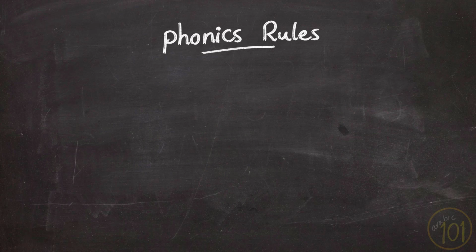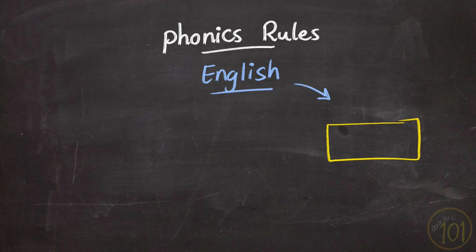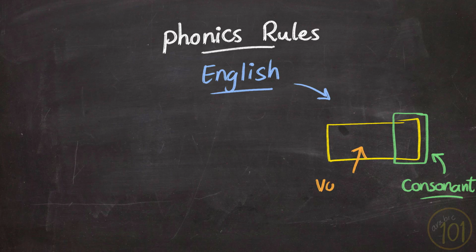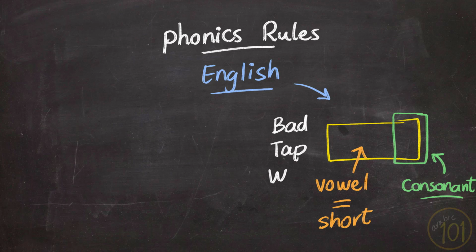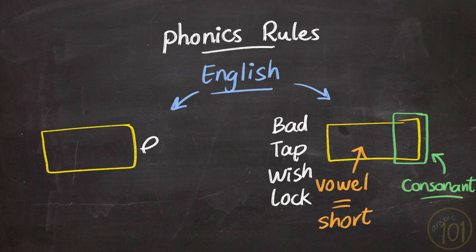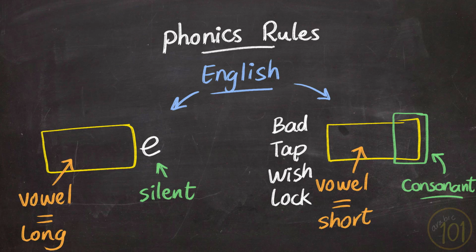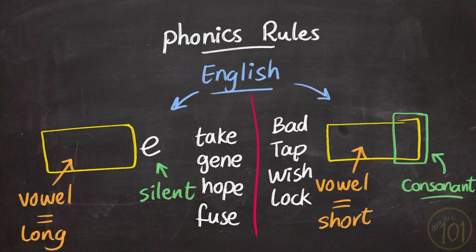Just like the rule in English, when a syllable ends in a consonant and there's only one vowel in it, that vowel will be short, like when we say tap, wish, lock, and so on. But when a syllable ends with a silent E, the vowel sound in that word will be long, like when we say take, gene, hope, fuse, and so on.